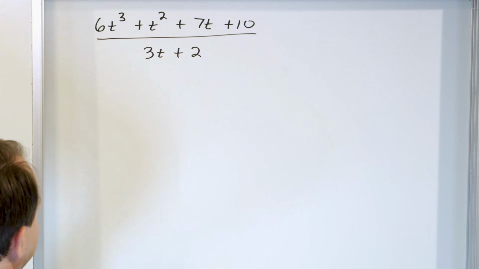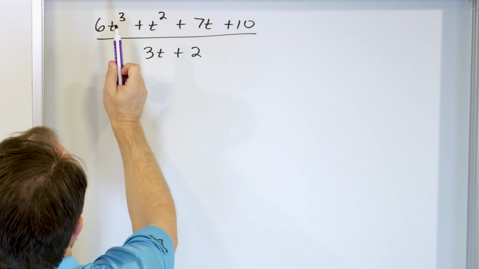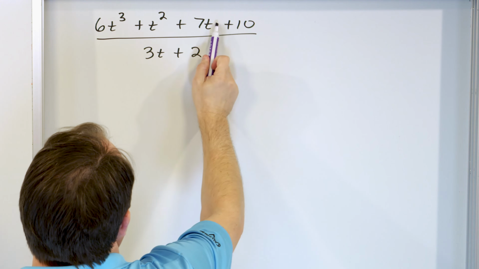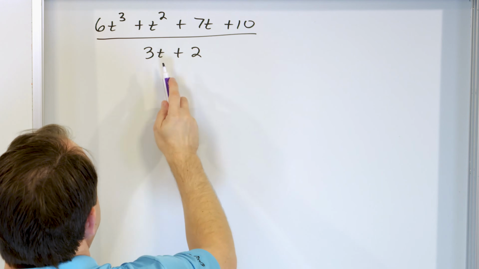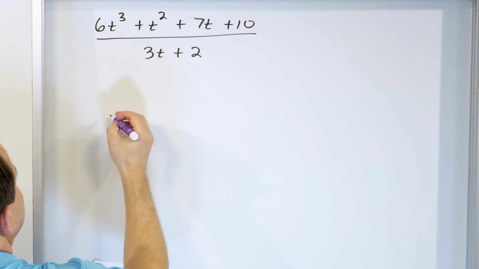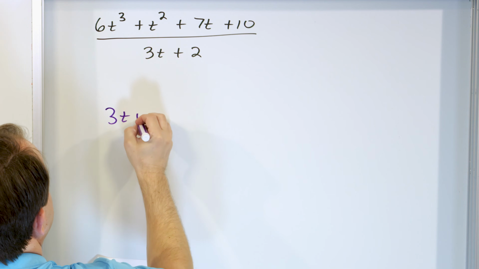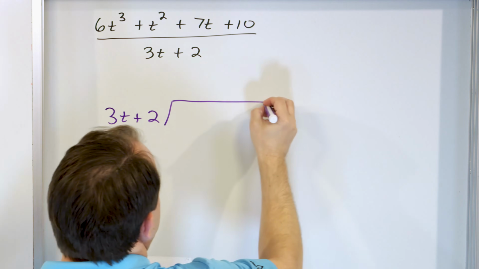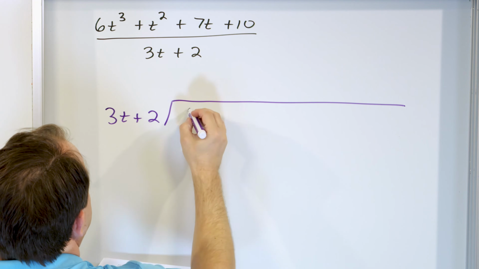Nothing really changes. We do have to make sure it's a power of 3, power of 2, power of 1, power of 0. Okay, we're not missing anything. So we're dividing by this on the outside, so it would be 3t plus 2. And we'll draw a very long little house here, and we have to write this down.